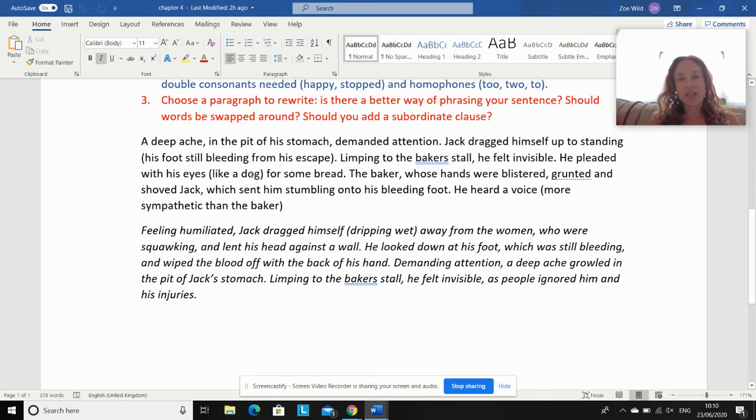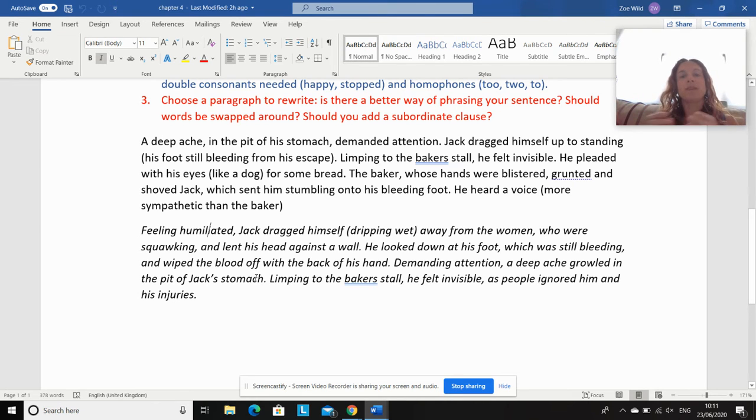And then I've got the demanding attention, which is here, was at the very beginning of my paragraph before, now it's later on. A deep ache in the pit of his stomach demanded attention. And I thought, actually, I need to rearrange those words. So the same words, but I'm rearranging them. So I've got my demanding attention at the beginning as a fronted adverbial and adverb phrase. Demanding attention, comma, a deep ache. And I've given the ache a voice now, which it didn't have in my original. In my original over here, a deep ache in the pit of his stomach demanded attention. Now it's got a voice. Demanding attention, a deep ache growled in the pit of Jack's stomach. So I've just rearranged the words a little bit.